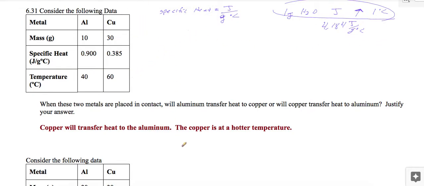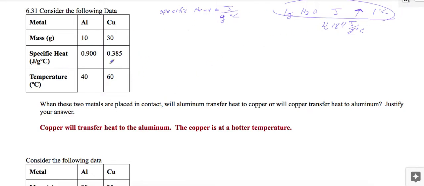So all of this is going to apply to the next problem. This one is much simpler. We have 2 metals placed in contact. Will the aluminum transfer heat to the copper, or will the copper transfer heat to aluminum? And the copper is going to transfer heat to the aluminum because the copper is at a hotter temperature. The thing with a hotter temperature always transfers its heat to the thing at a cooler temperature. What we're going to use this information for next is to figure out which one of these 2 things is going to transfer the heat better. So where is the final temperature going to be? All right, so let's go on and look at that thing.